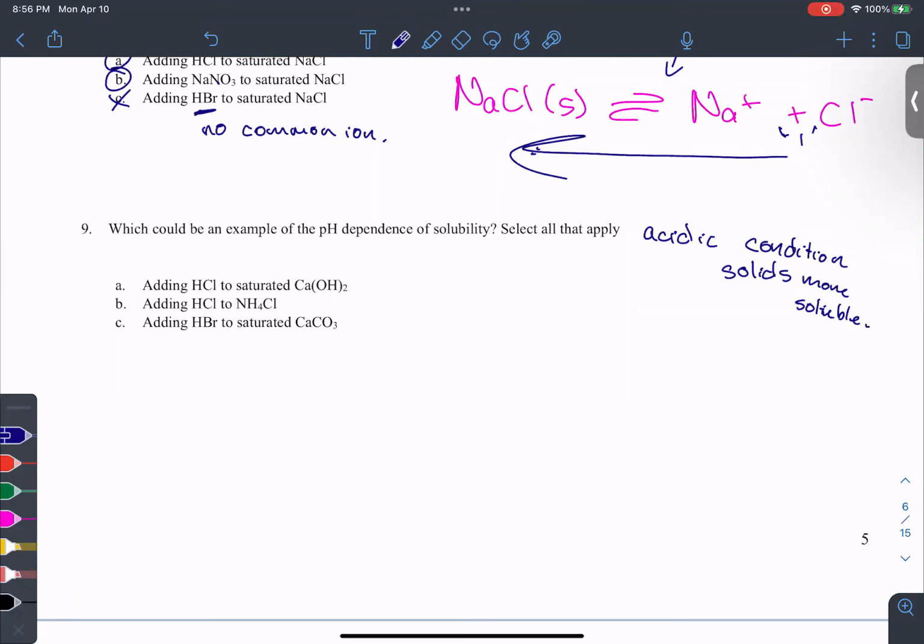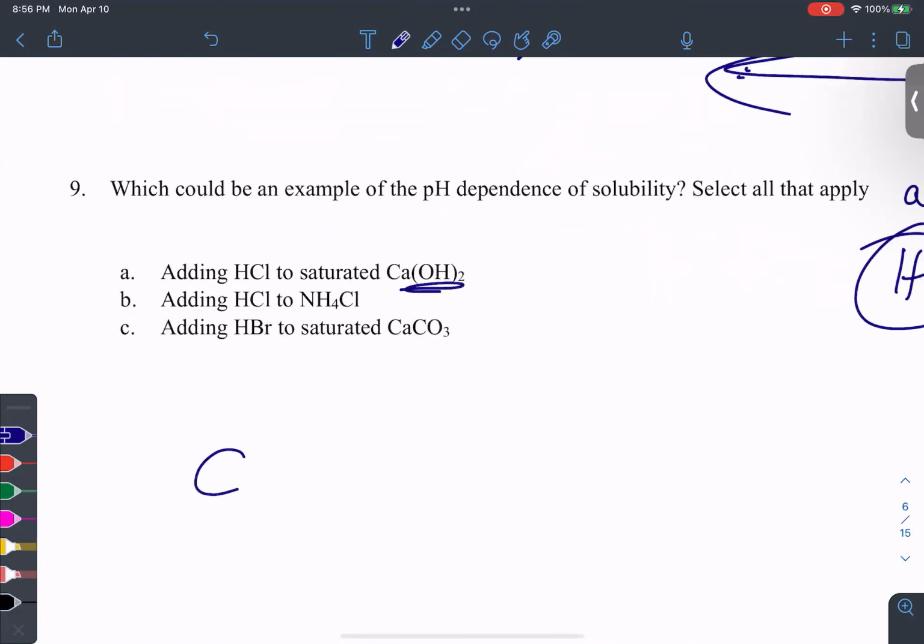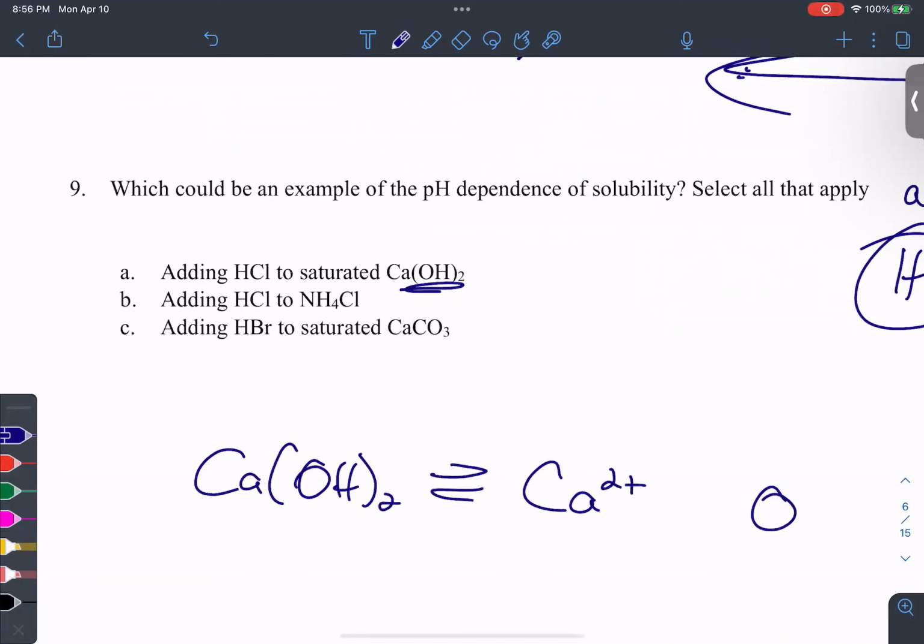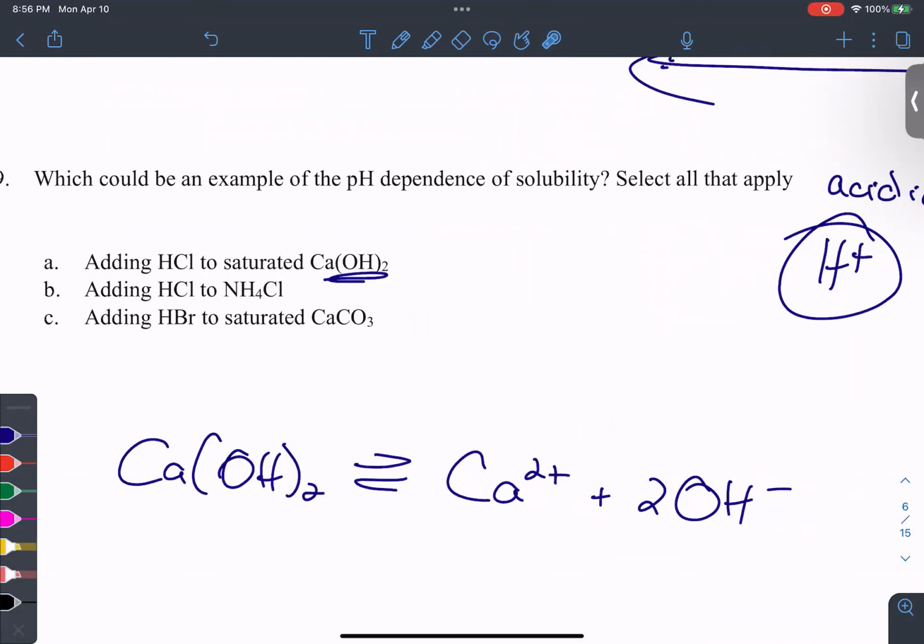Acidic conditions, how can you make something more acidic? Add acid. What is acid? H+. Yeah, so this is how I like to think of it. If you look at a solid, if anything in that solid can react with H+, it's going to be more soluble in acidic conditions. So let's think about it. Calcium hydroxide. If we write out the KSP expression for calcium hydroxide, calcium 2+, hydroxide, there's 2 of them, right? Look at the ions. Is there anything in there that H+ can react with? Yes. What? Hydroxide.